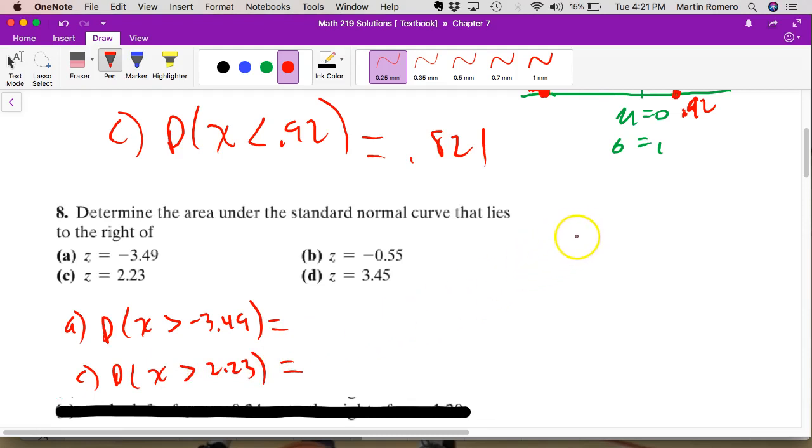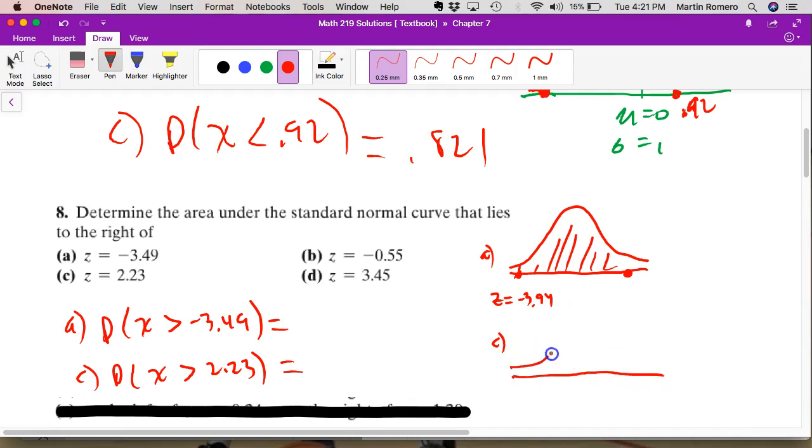You guys should draw this out. Again, for our time, well, let's just do it. You're going to draw that out, and this is for A. And then your z value right here, z equals negative 3.49, is going to be somewhere over here. And then the area to the right is going to be all of this over here. And then for C, we would do the same thing. You're going to have a normal curve. Remember, the mean is 0 in the middle. What's the z value? 2.23. It's going to be somewhere over here.